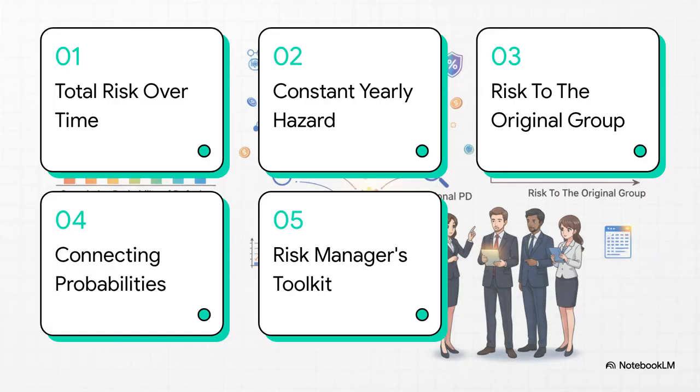We'll start with the big picture, total risk over time. Then we'll zoom right in on that year-to-year hazard. After that, we'll look at risk from the perspective of the original group, see how all these pieces connect, and then, finally, we'll see how this all fits into the risk manager's day-to-day toolkit.